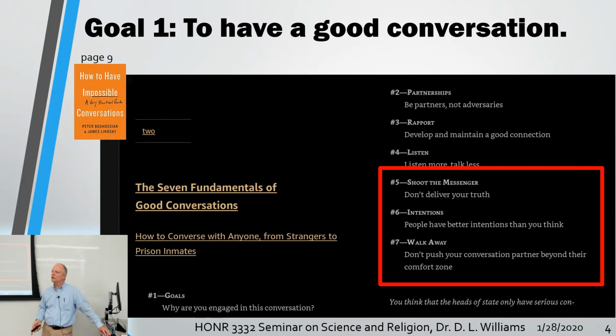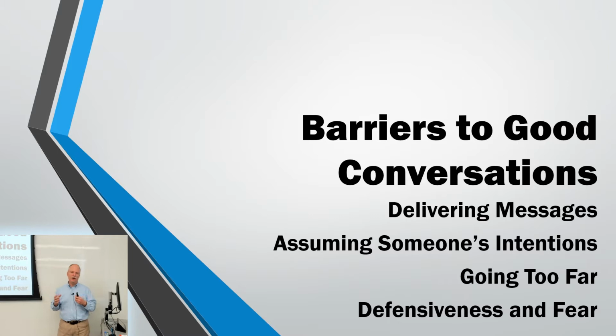Okay? And so these are barriers to good conversations. One of the barriers to good conversations is delivering messages. Like you have a message to deliver and you're going to tell the person without really listening to them. You're just going to deliver your message to them. Another one is assuming their intentions, and we'll discuss what that means. And then going too far. You know that happens, right? You're like, oh, I went too far. Or, oh, no, they're going too far and really pushing me. So we'll discuss what that is. And then defensiveness and fear. We'll talk about what fear does to us when we're in a conversation or even before we get into a conversation. So those are some things that are barriers to good conversation.